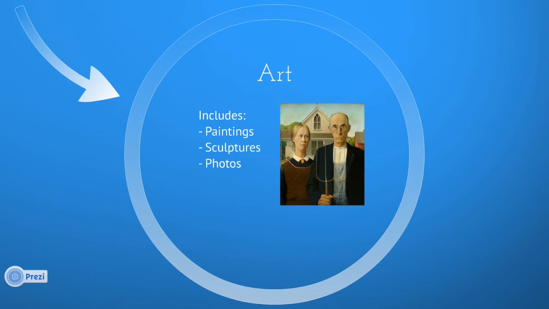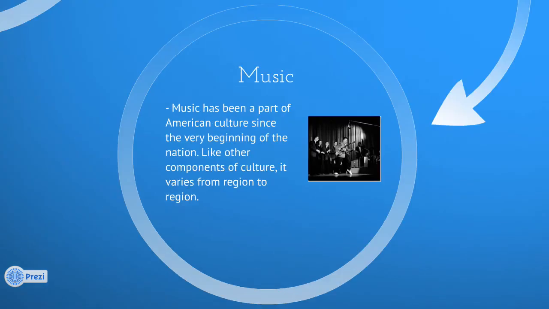Also, art. The picture that you see here is called American Gothic. It's probably the most famous American painting, and we're actually going to analyze that a little bit later too. We'll learn a little bit more about that particular painting. But art is not only paintings; it could include sculptures, photos, and many other aspects. So, art is very important to American culture.